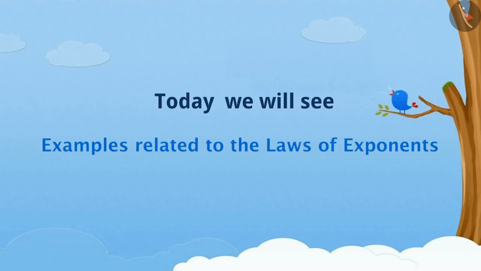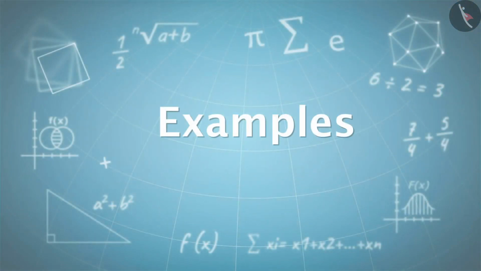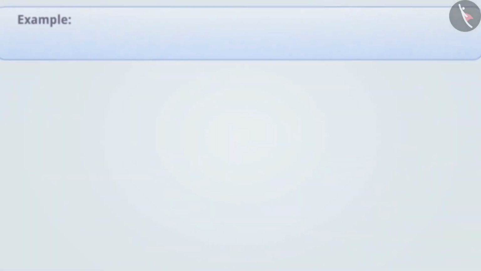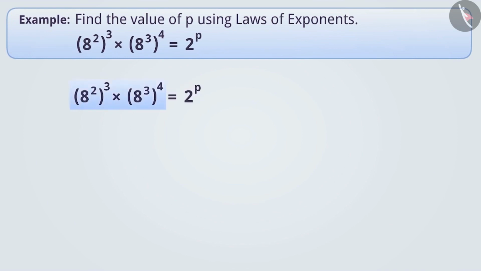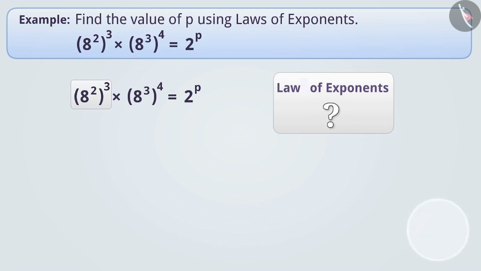Today, we will see some examples related to the laws of exponents. Find the value of p using laws of exponents. To find the value of p, we have to solve the left-hand side so that we get only 8 as the base. So let's solve 8 squared to the power of 3 multiplied by 8 cubed to the power of 4. If we have to simplify 8 squared to the power of 3, then which law of exponents should we use? Think a little.